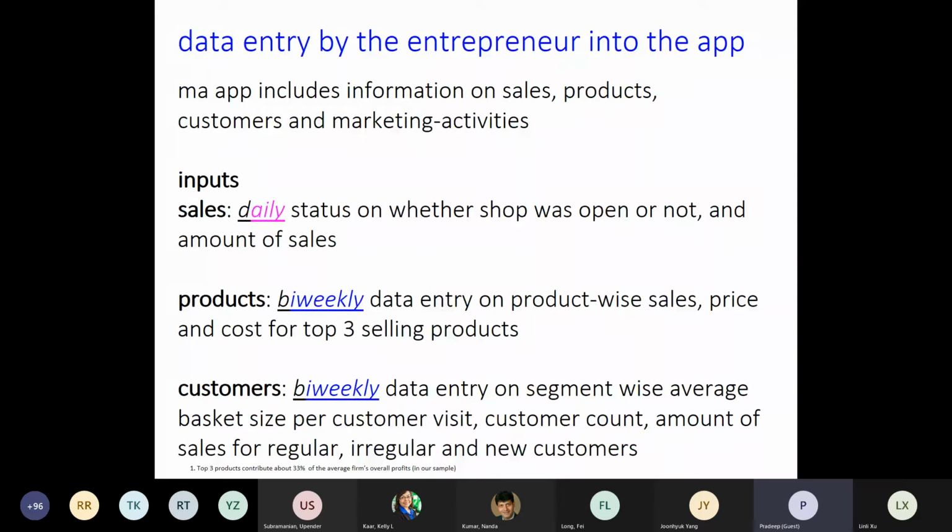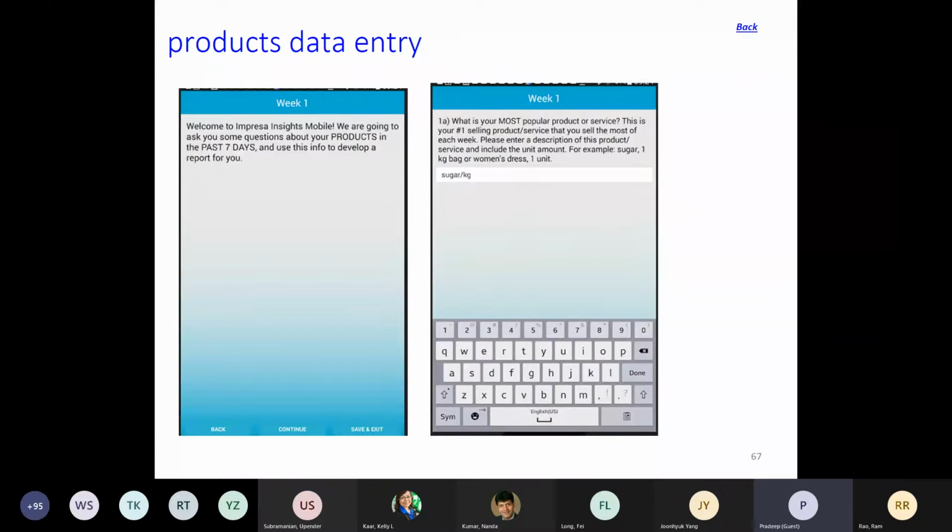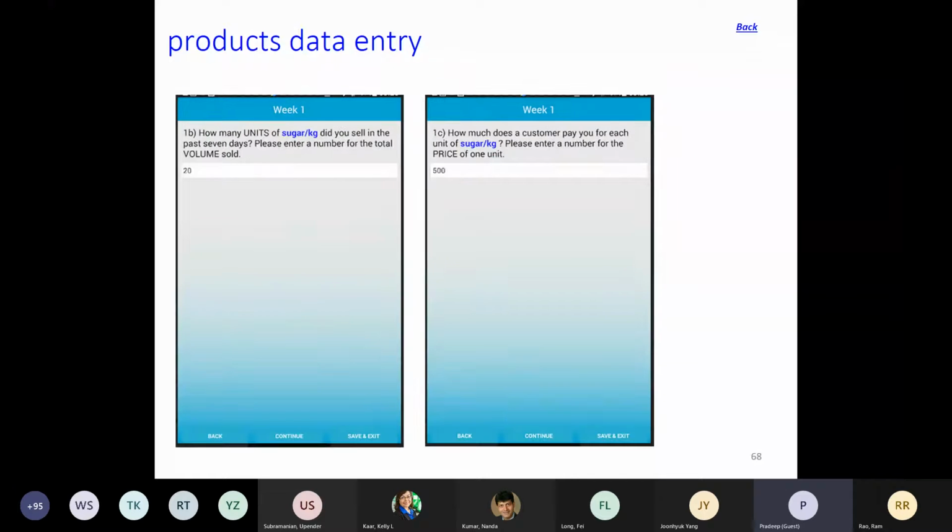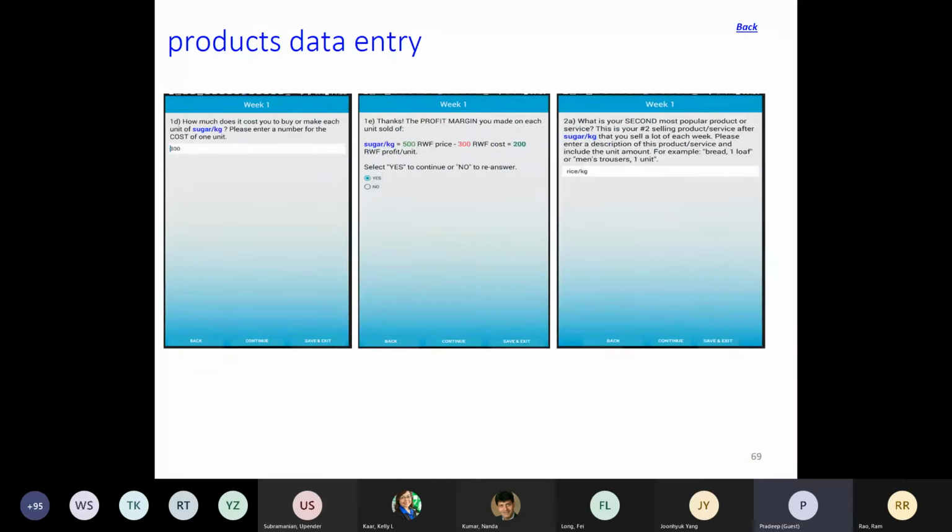And then on a bi-weekly basis, what we ask them are information about the product. So what exactly do I mean by that? These would include questions like, what is your most popular product or service? First of all, trying to get information on that. Then essentially asking how much of that product or service did you sell? Asking the price that they charge for the product or service. And then essentially trying to get the cost associated with that product, and then trying to compute the profits based off those costs, right? So that way the app can measure things like profits, etc., or profit margins, etc.